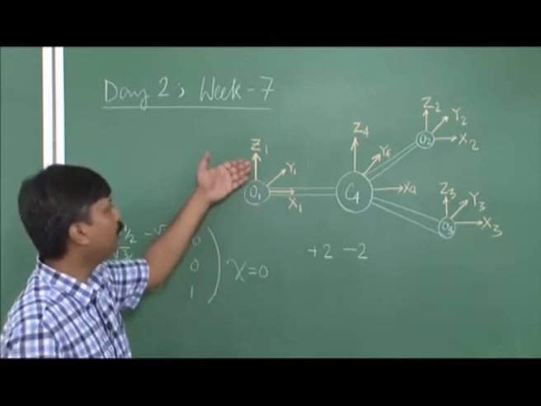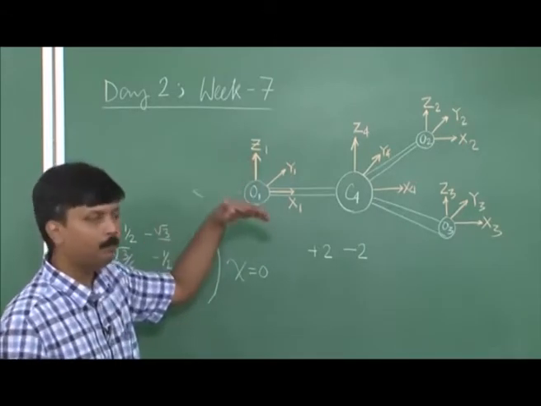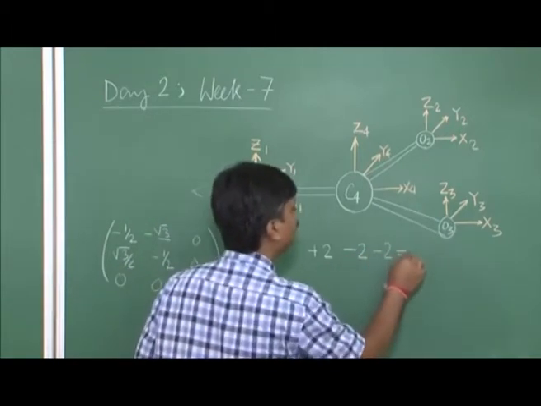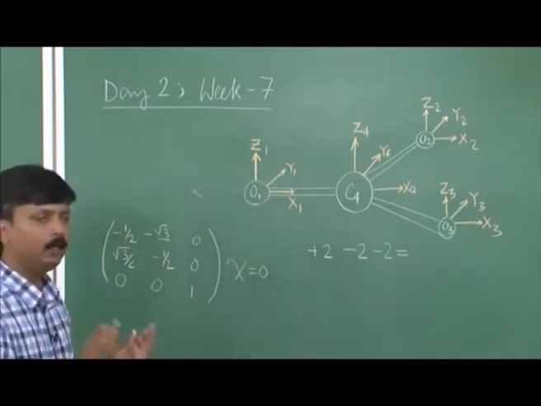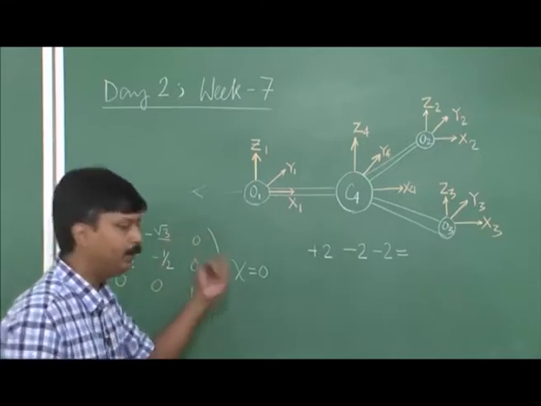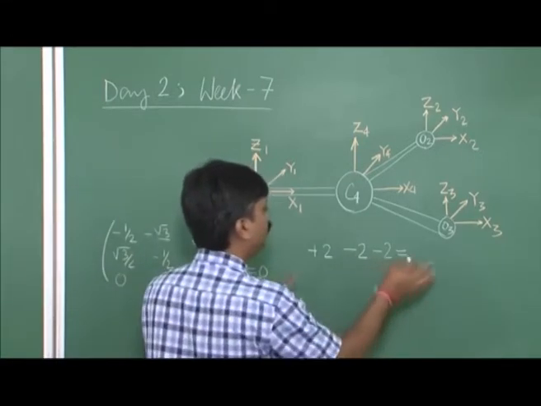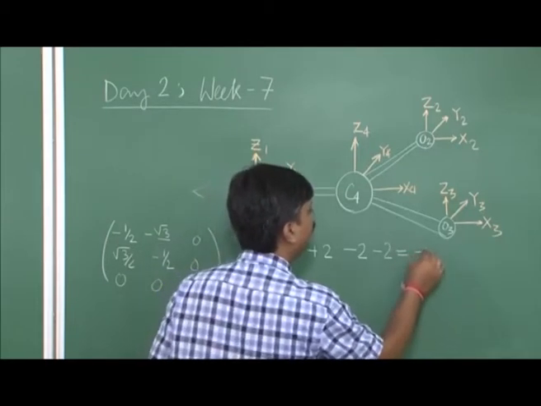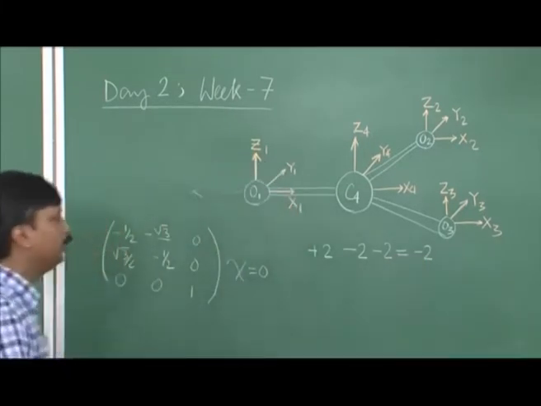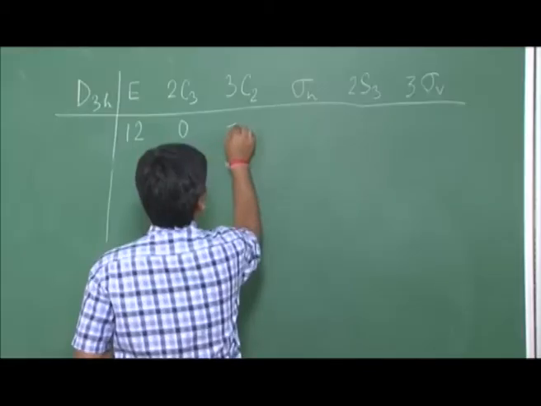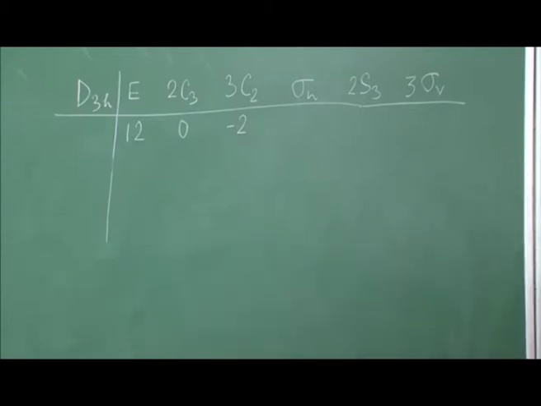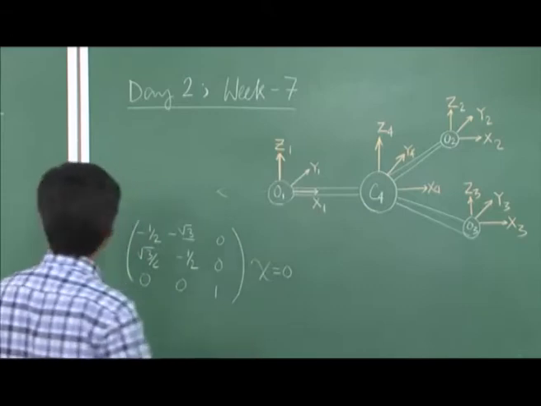z will also give me minus z1. So I have minus 2 contribution from the z. So out of these 6 basis vectors, I get total character to be equal to minus 2, right? So I can safely write minus 2 for all the C2 primes. Okay. Now let us consider the next symmetry element, that is sigma h.